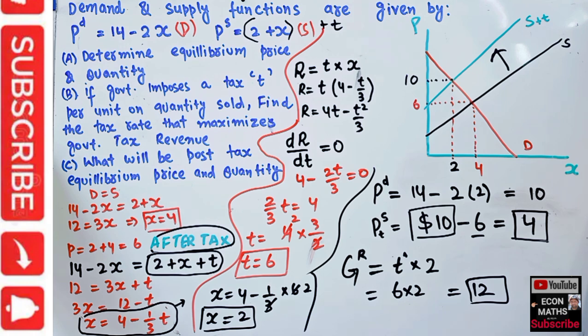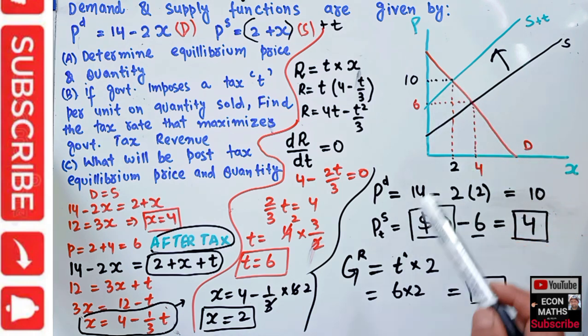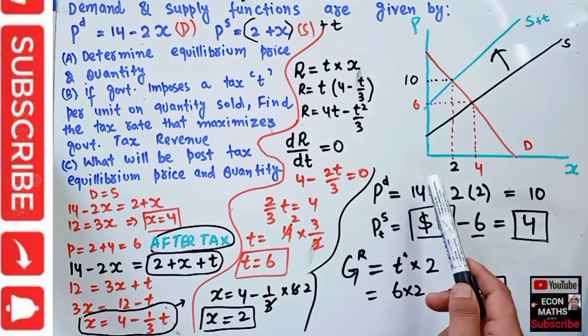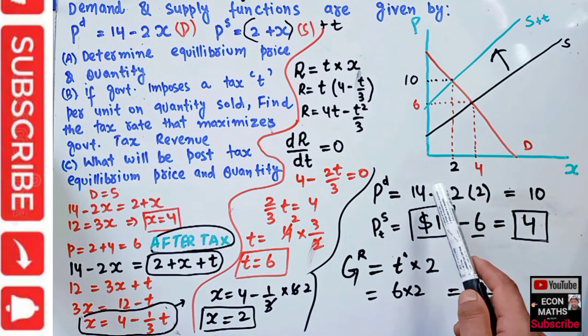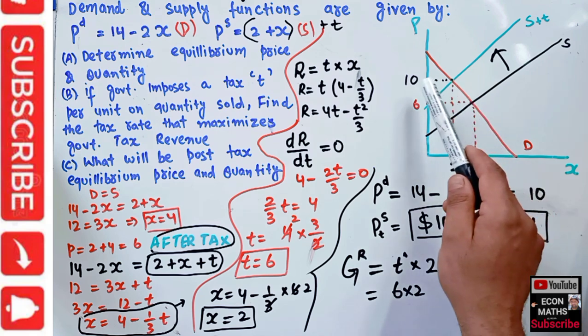When the tax rate is equal to 6, the quantity transacted will be equal to 4 minus 1 upon 3 times the tax rate after the tax imposition, which will be equal to 2. So the new quantity supplied or demanded is 2, and the new price that the buyers will be paying is found by simply plugging x equal to 2 into the demand function, so it is 14 minus 2 times the new quantity transacted. So this is 14 minus 4, which is 10. So the new price will be equal to 10.